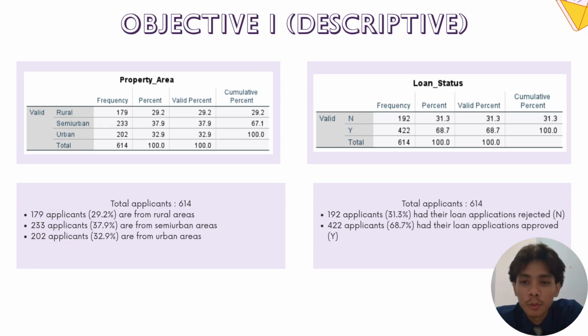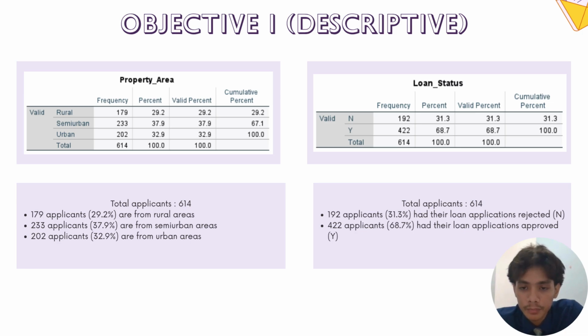So let's move on to property area. Among the 614 applicants, 179 applicants, which consists of 29.2%, are from rural areas. Next, 233 applicants, which consists of 37.9%, are from semi-urban areas. And lastly, 202 applicants, which consists of 32.9%, are from urban areas. Therefore, the highest proportion of applicants are from semi-urban areas, followed by urban areas, while rural areas account for the smallest proportion.